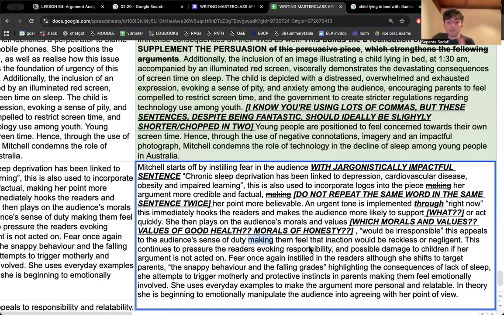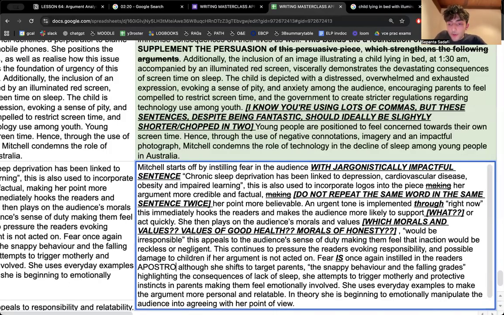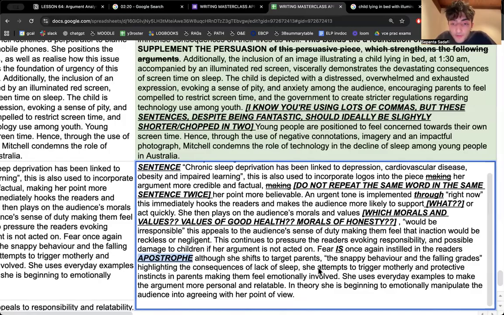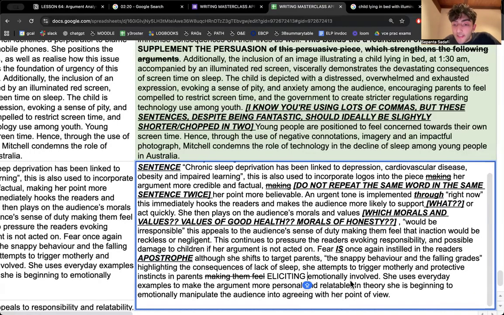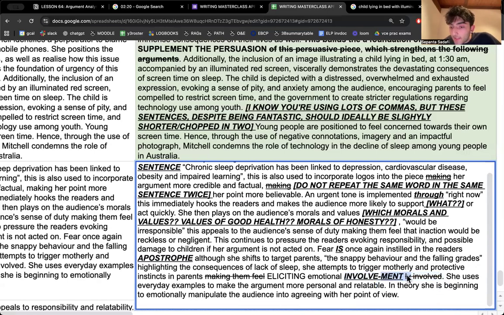Continues to pressure the readers, evoking responsibility and possible damage to children if her argument is not acted on. Fear is once again instilled in the readers. I need an apostrophe there. Be careful. The snappy behavior and feeling highlights consequences, triggers that motherly and protective instincts, right? Making them feel emotionally involved. Instead of making them feel, I would say from now on, go with eliciting emotional involvement. Now, do you see how involvement ends with ment? That makes it a nominalization, which makes your writing sound more professional.